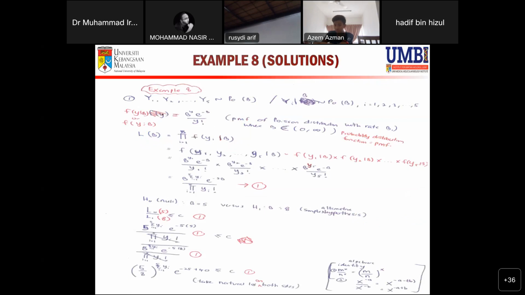So the way we do this, for example 8, we have 5 observations, so y1, y2 until y5. Then we know that each is distributed Poisson with rate parameter beta.